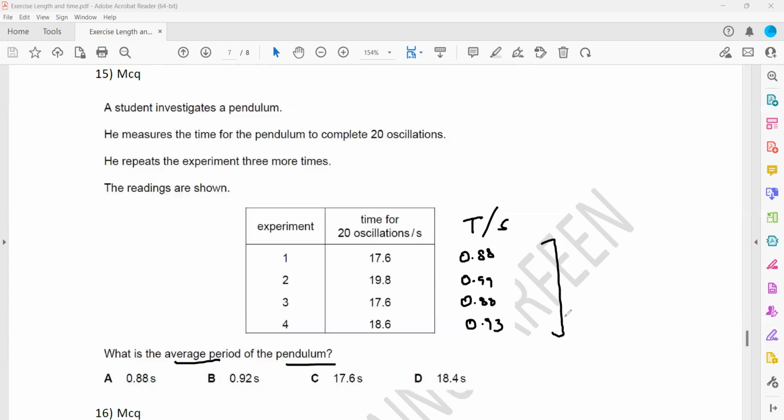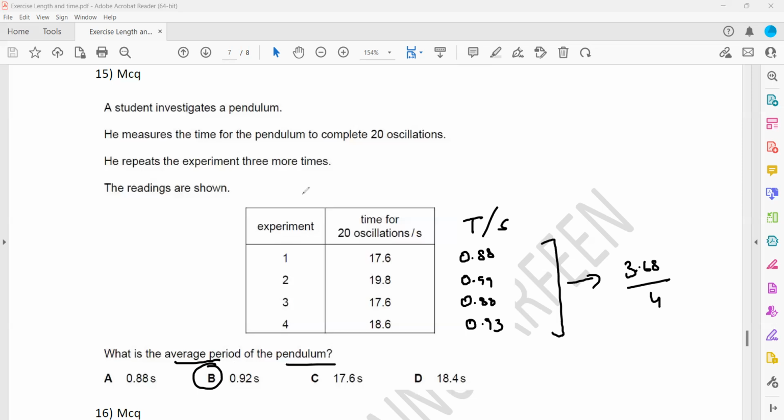Now we'll take an average. How do we take an average? We add them: 0.88 plus 0.99 plus 0.88 plus 0.93. The sum is 3.68, divided by the total number of values, which is 4. So it's equal to 0.92. So B will be the right answer.